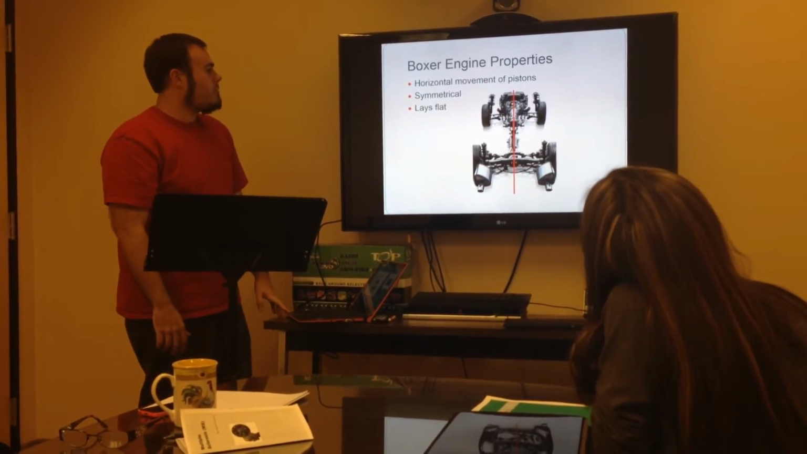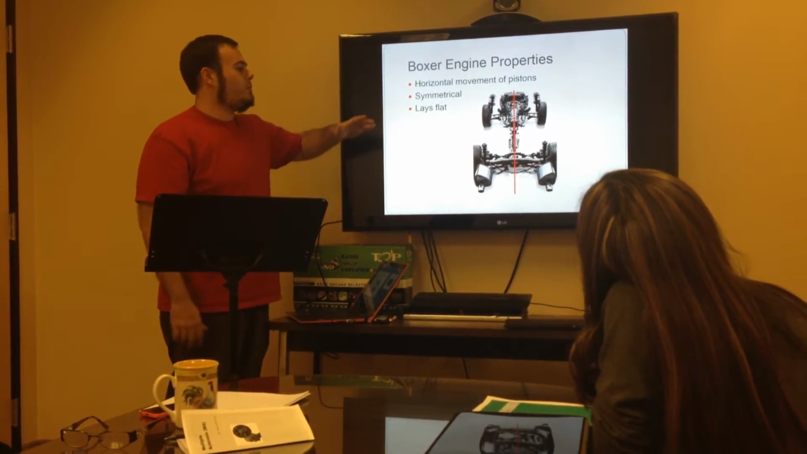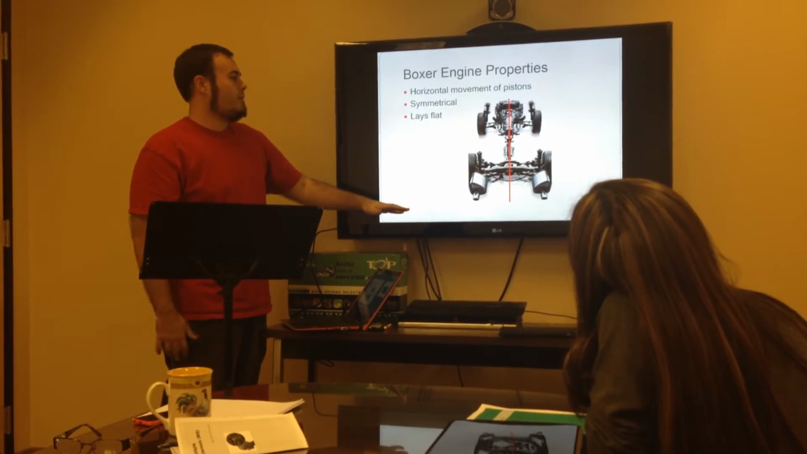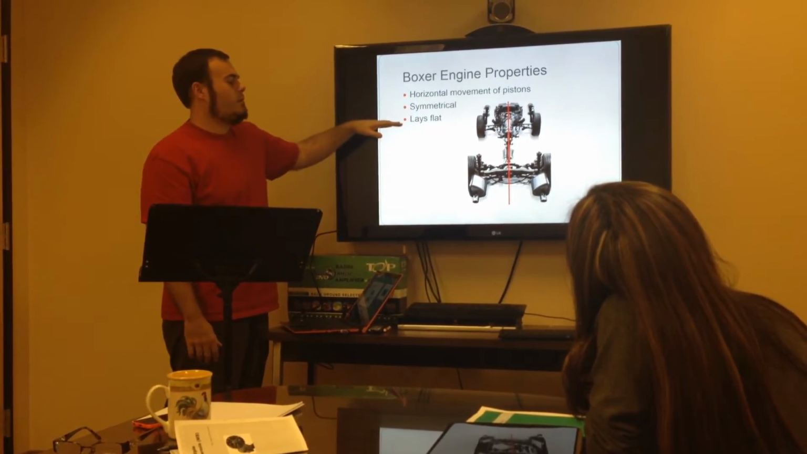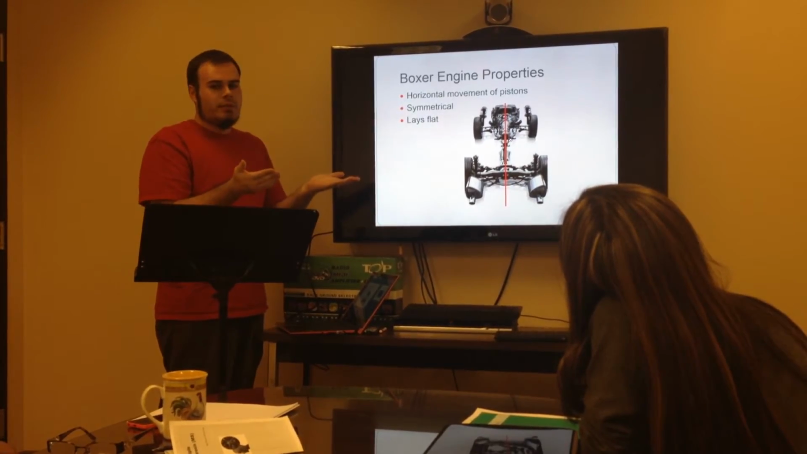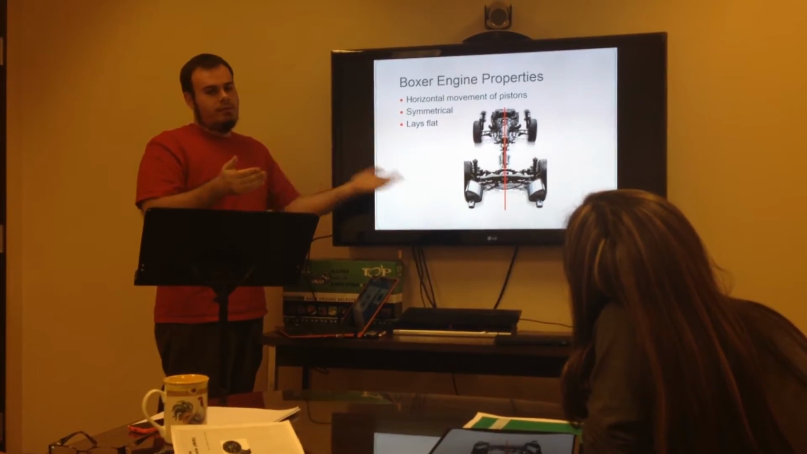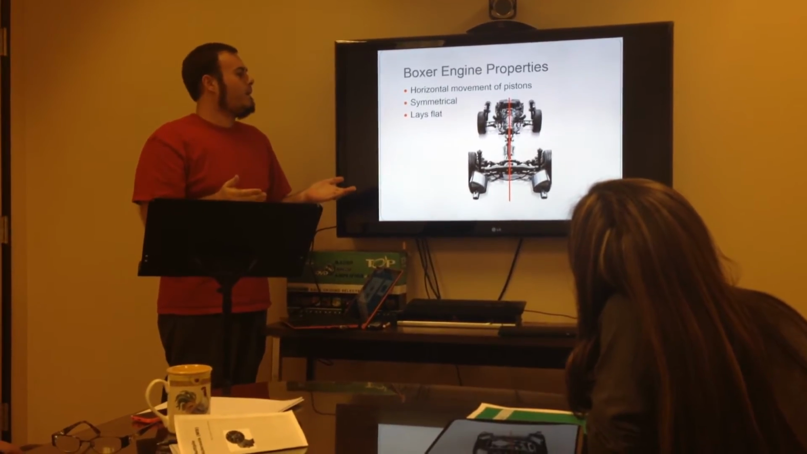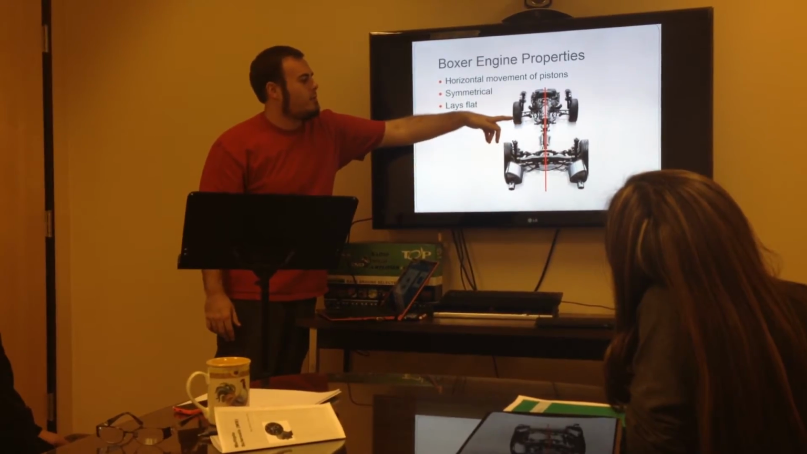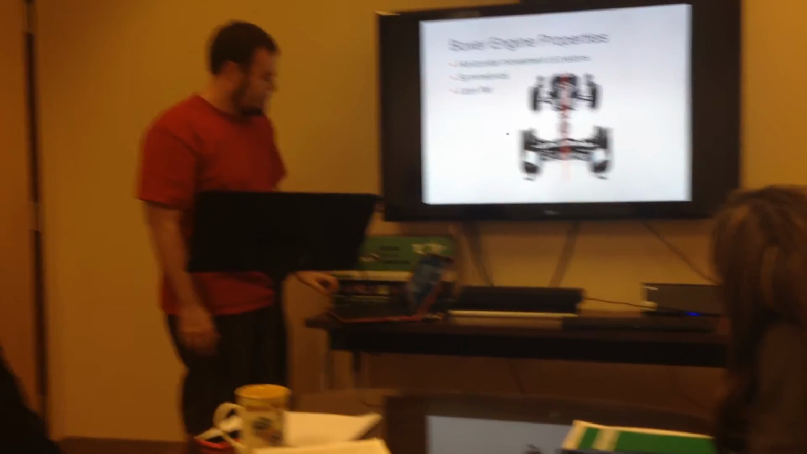And the Boxer properties: since it has horizontal movement of the pistons, it can be placed lower in the car. And since it has a lower center of gravity, this makes it more symmetrical. If you cut the engine in half, both sides are going to be pretty much exactly the same. It'll have two pistons on one side and two on the other, or 3 and 3 if it's a 6-cylinder. And since it lays flat, it can connect directly to the transmission and be completely smooth flow throughout the whole car.